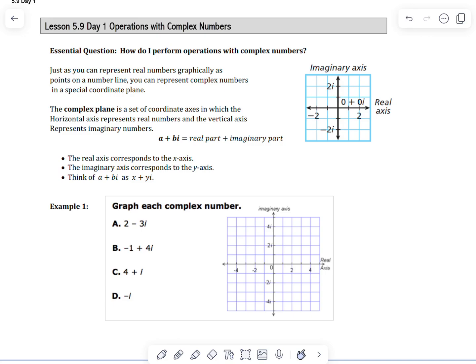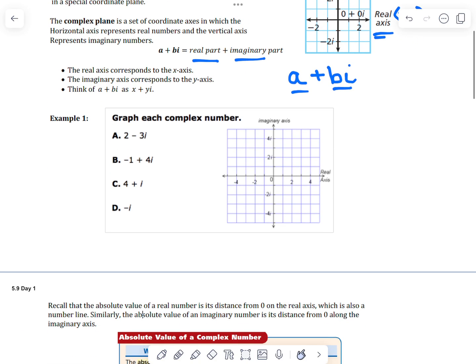So you can go ahead and see on the graph to the right, the traditional x-axis is your real axis, and your vertical axis is your imaginary axis. So when we have complex numbers in a plus bi, the real part is the a and the imaginary part is the b. So when we graph, we have the real axis corresponding to the x, the imaginary axis represents the y. So we're going to go ahead and graph some of these complex numbers.